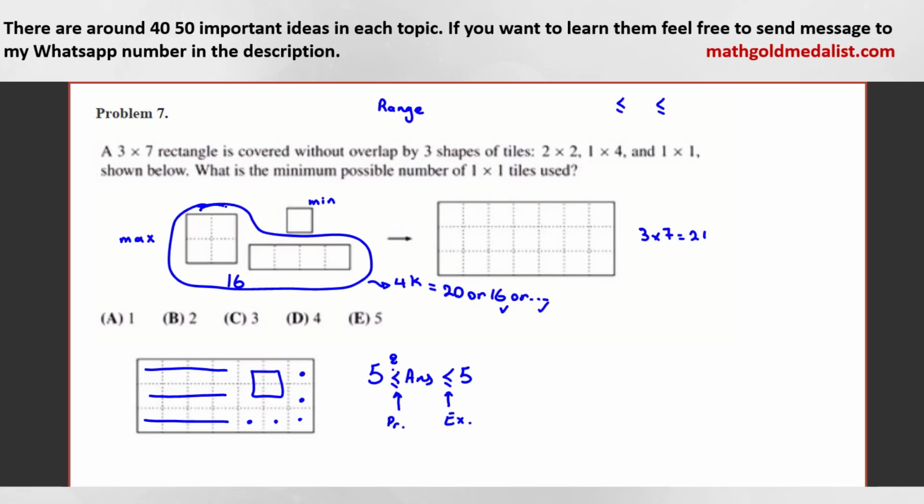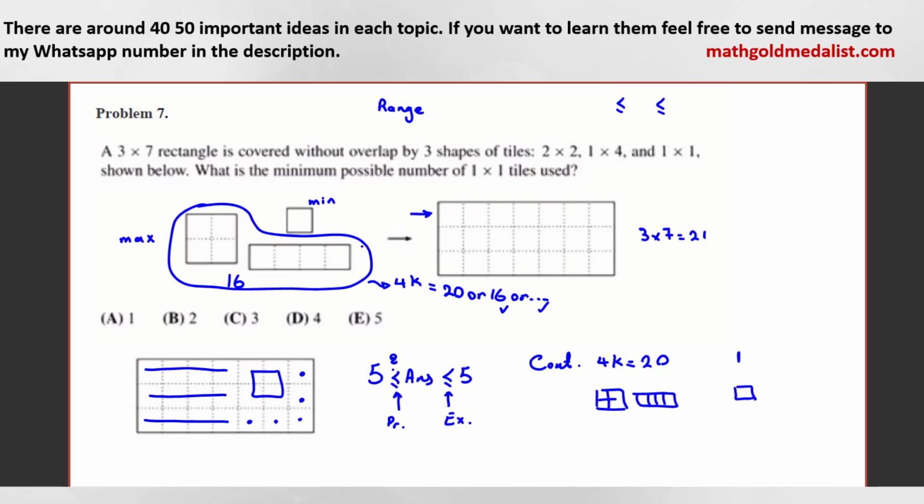We should prove that it is not possible to fill 20 cells with these two tiles. So let's use contradiction. Suppose 4K is equal to 20. It means that we can tile 20 cells with these two tiles. So how many cells are left for this 1 by 1? By this 2 by 2 and 1 by 4, we can cover 20 cells, and by the 1 by 1, we should cover only 1 cell. Let's check, is it possible or not?